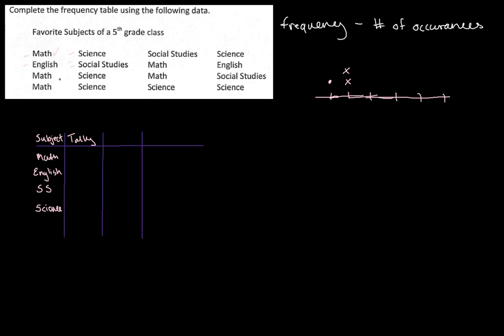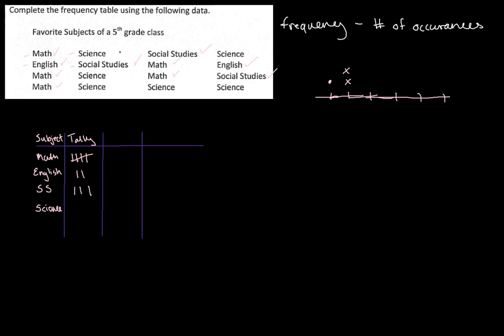So we have 1 here, 2, 3, 4, 5. So what we're going to do is just tally that up, right? 1, 2, 3, 4, 5. And then we're going to do the same thing with English. English has 1 and 2. English isn't the favorite subject for this 5th grade class, so we have 1, 2. Social studies has 1, 2, 3. So we're going to have a tally of 1, 2, 3 for social studies.